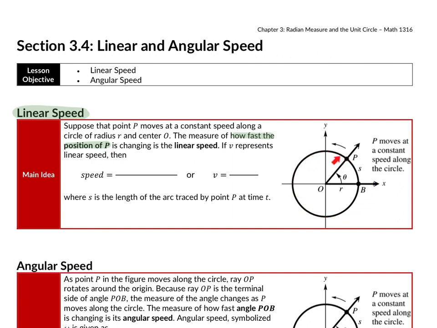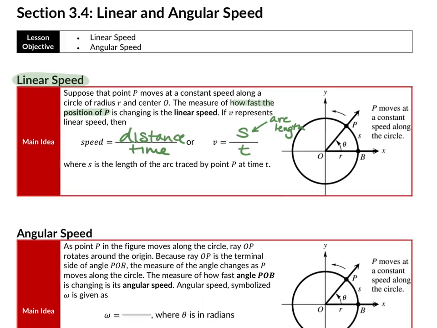So the distance or how fast point P is changing. That means we're looking up speed. That means that it is going to be distance divided by time, or V equal to S divided by T. And remember, S for us stands for arc length. So when I'm asking you to find linear speed, we're straight up talking about how fast that point P is moving around the circle. Again, S is the length of the arc, and T is time.